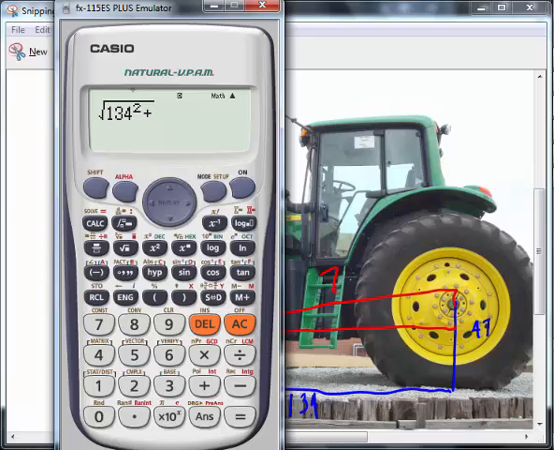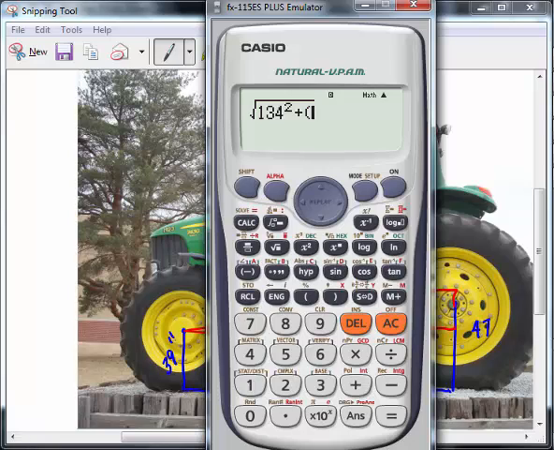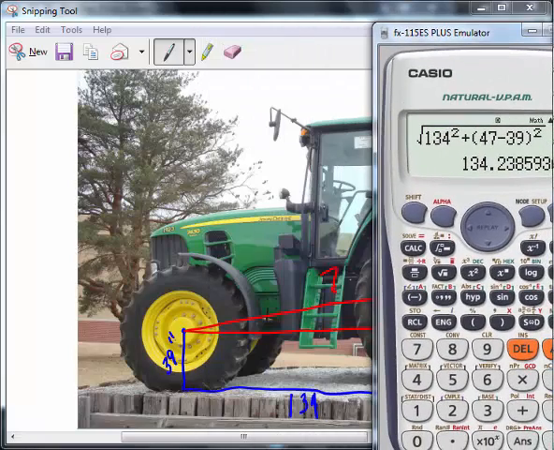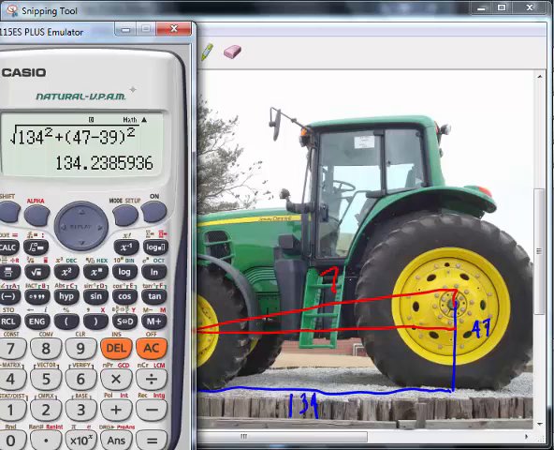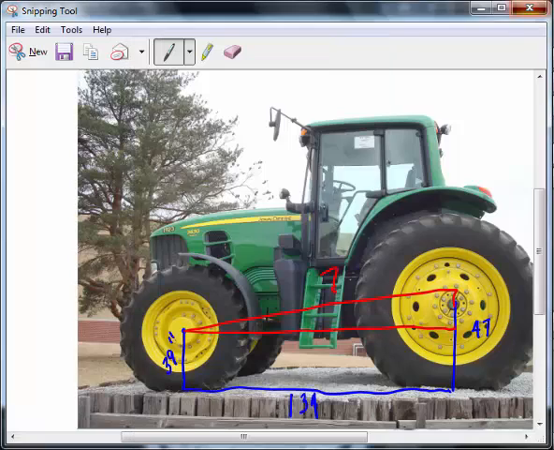Add. Now here's where you're going to need to do some math, because we just want to know how far it is from the axle down to even with the front axle. And to do that, we're going to just take 47 minus 39 and square that difference, which is actually 8 inches. And we find that it's just over 134 inches from the front tire to the back tire. That hypotenuse is almost the exact same. In fact, it's only a 1/4 inch different than if the tire would have gone straight back.